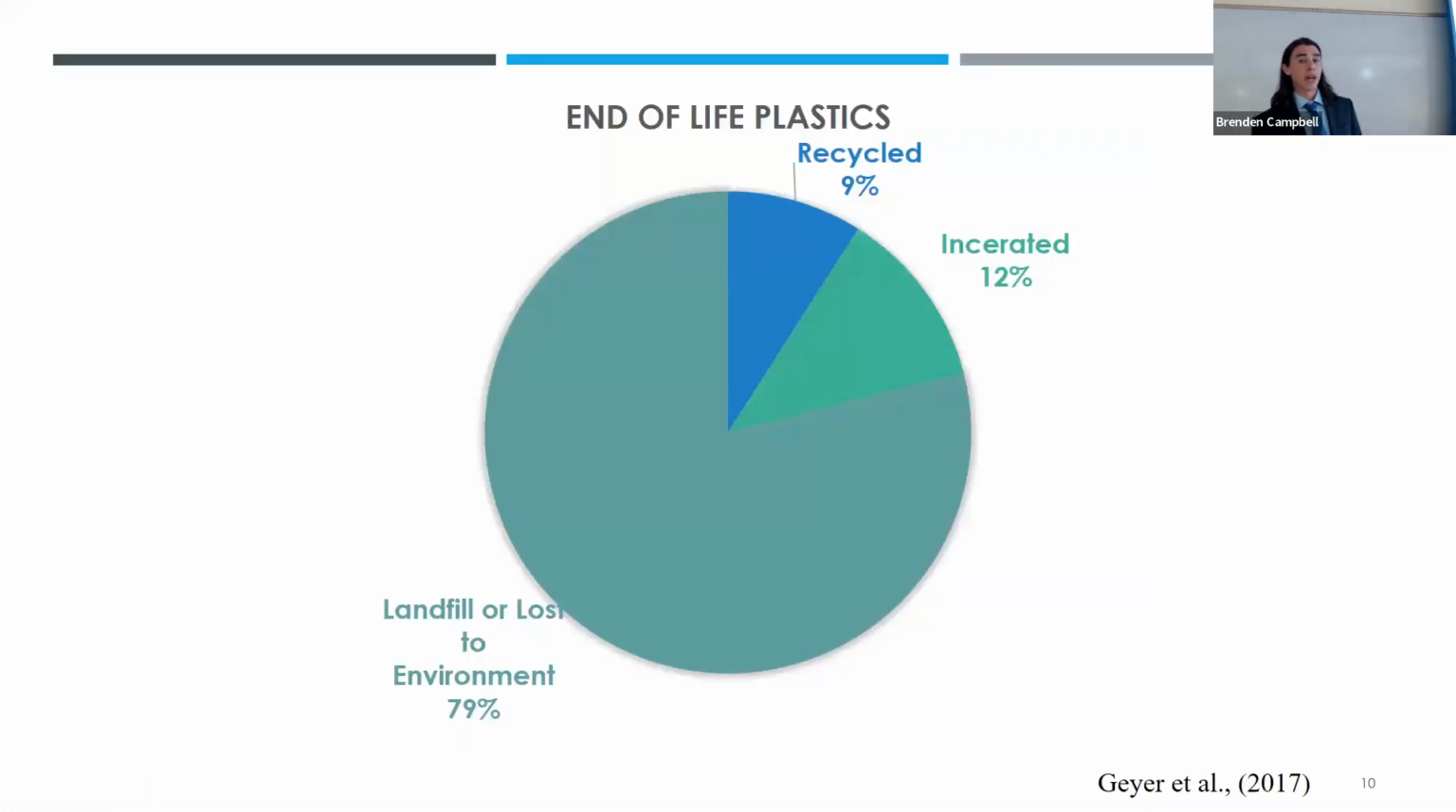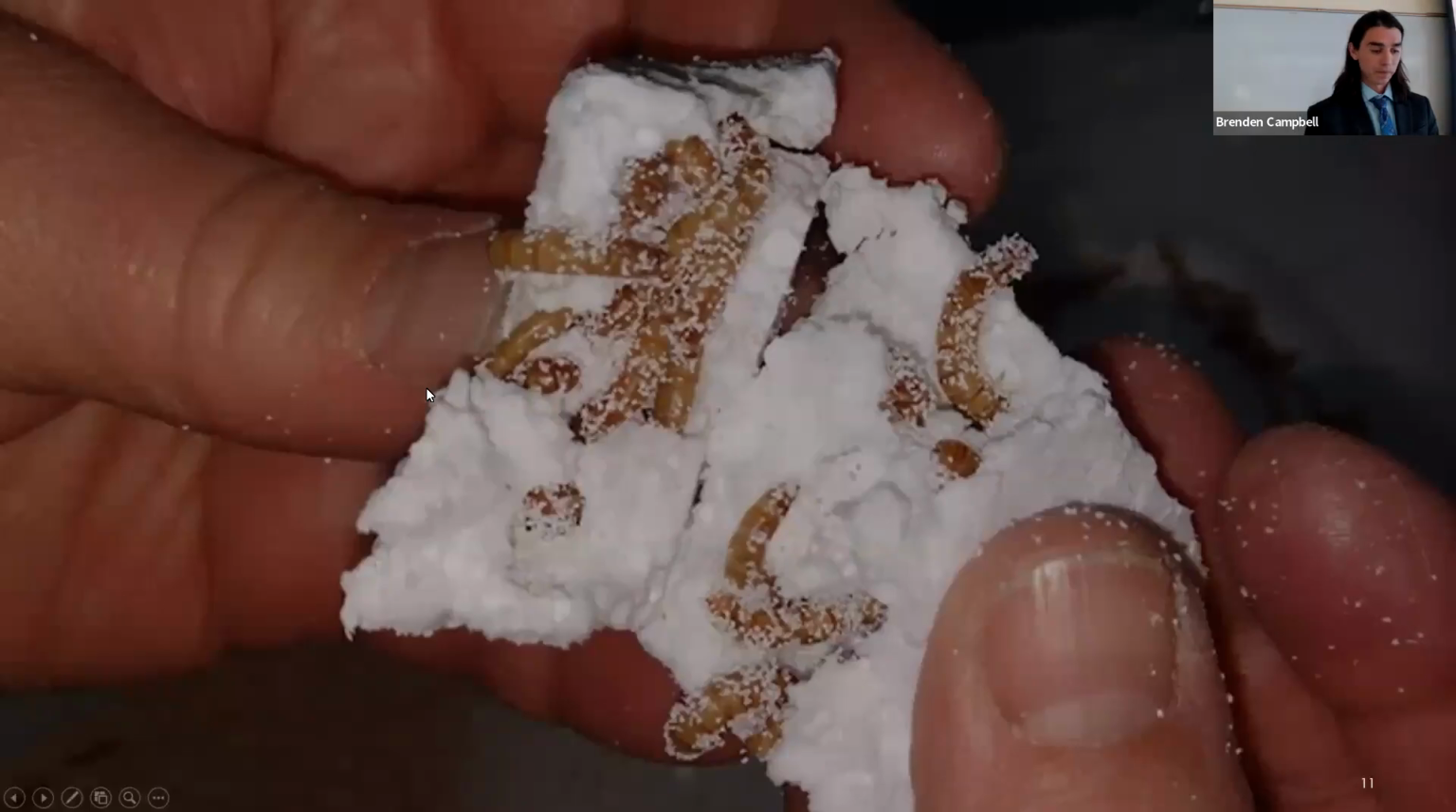Only 9% of plastics have ever been recycled, with 12% being incinerated and the remaining 79% being landfilled or lost to the environment. Plastic is everywhere. We live in a plastic world and are surrounded by it every moment of our modern lives. We need some solutions, and insects can be one of many solutions that can be applied to this problem.